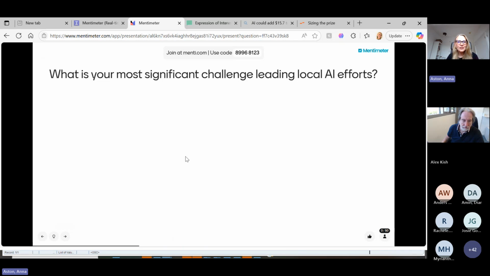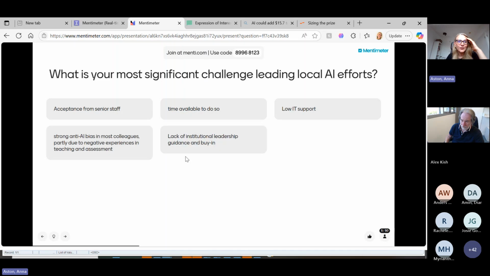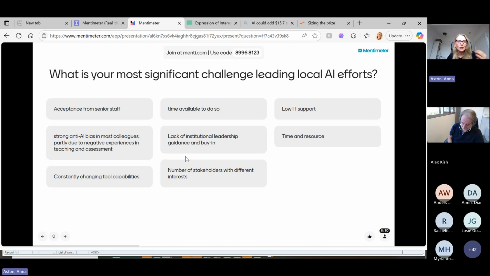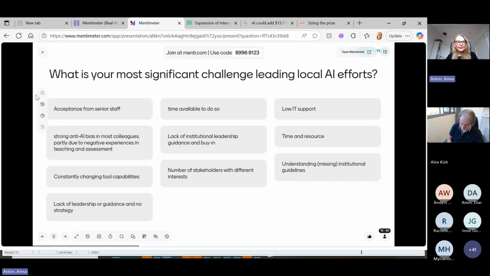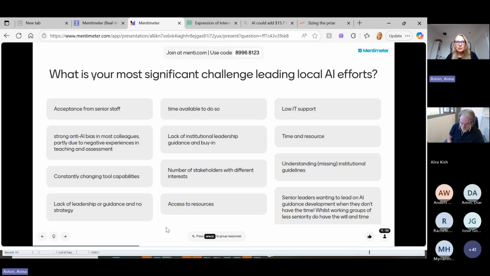What is your most significant challenge leading local AI efforts? And as I mentioned before, there are a lot of people not being really supported. They are passionate and very slowly over time burning out because they have to deal with so many barriers in their way. Mostly, this is not being part of their jobs, doing this on top of their everyday work, and we are all extremely busy. I'm just going to read your answers.